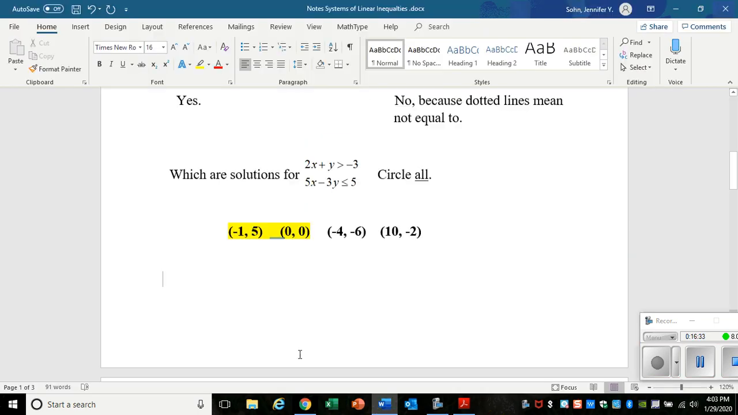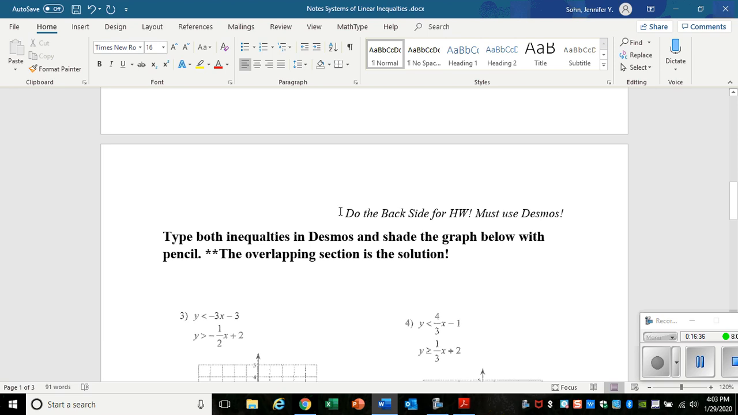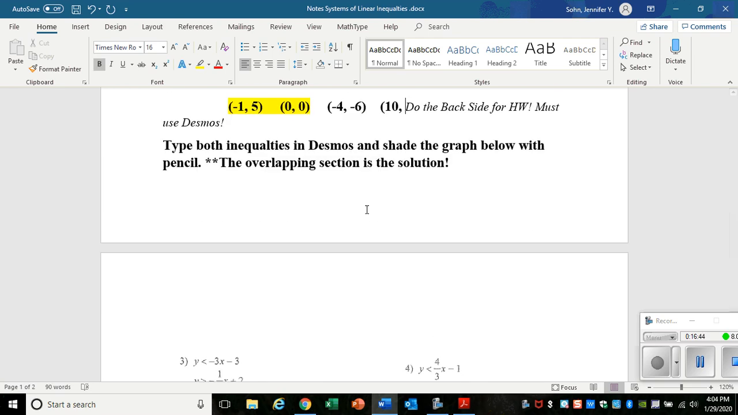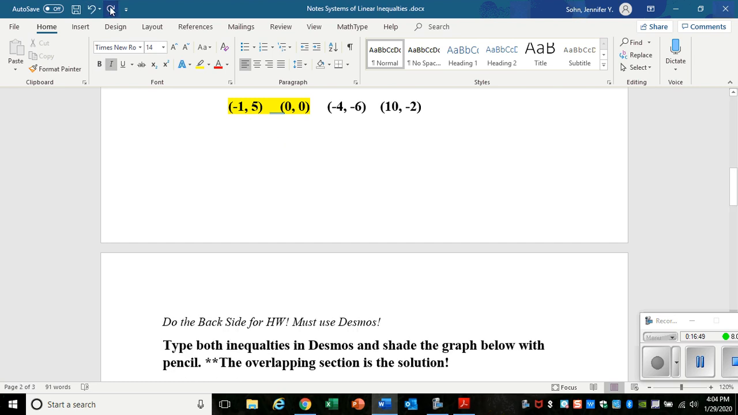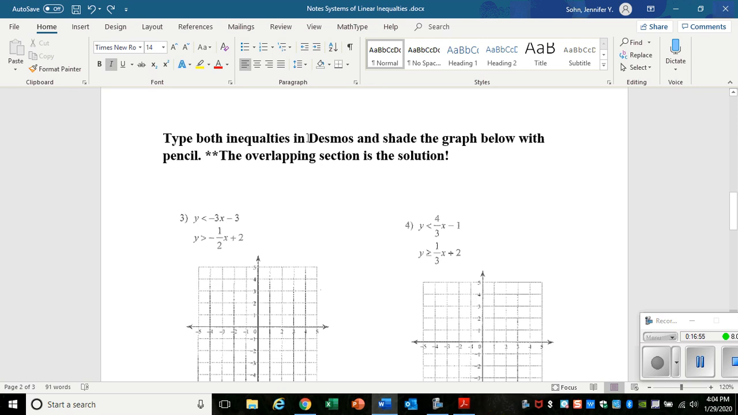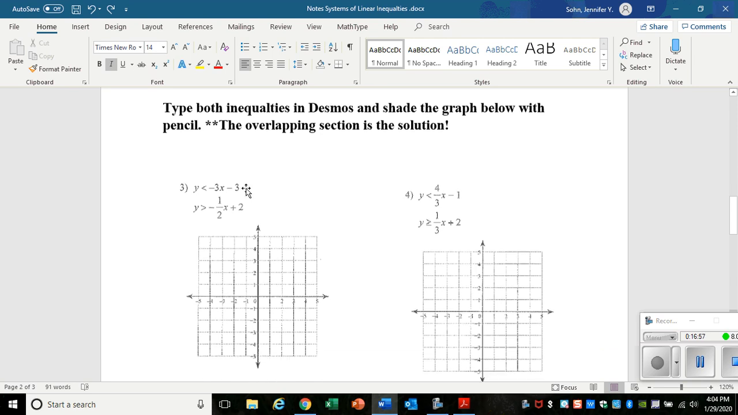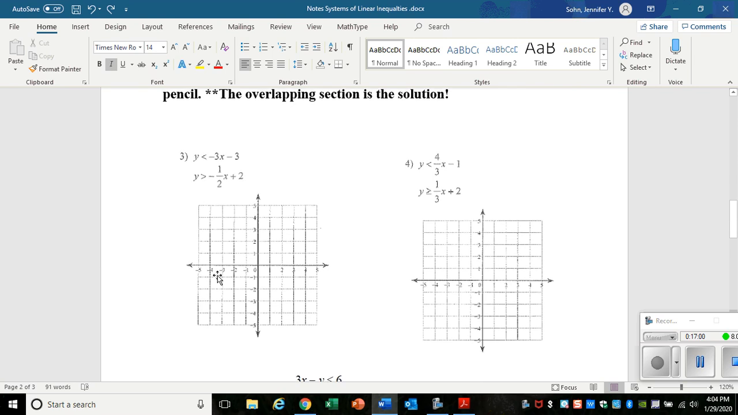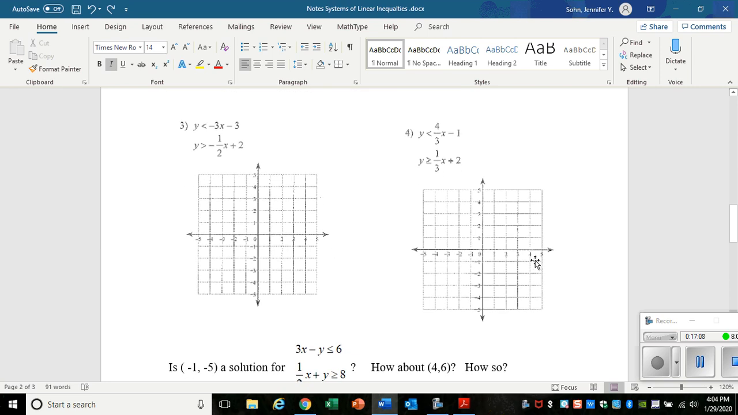So at this point, I want you to turn it over, and we're going to do this back side of the paper as a practice. So I want you to try this. Use decimals. Type both inequalities in decimals. Shade the graph below with pencil. The overlapping section is a solution. So you need to highlight or make the overlapping section dark. That's the solution, okay? So use decimals to do this and sketch here. Use ruler and pencil or highlighter.